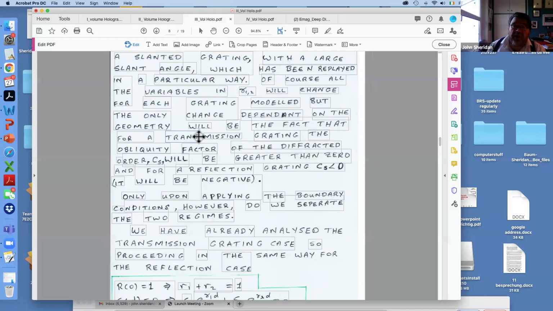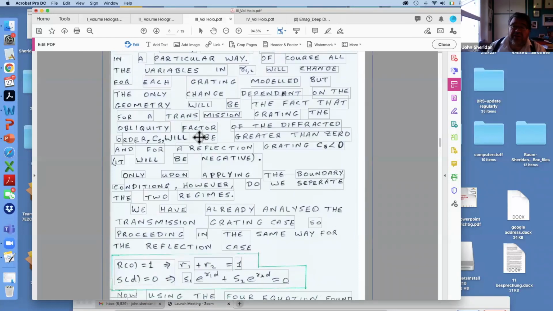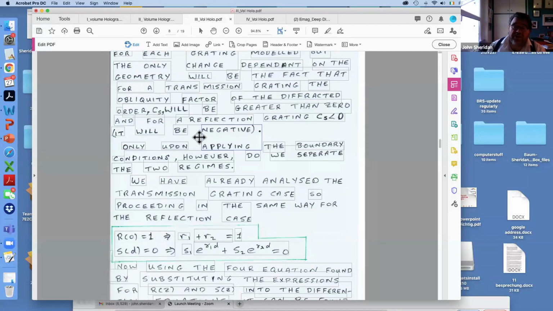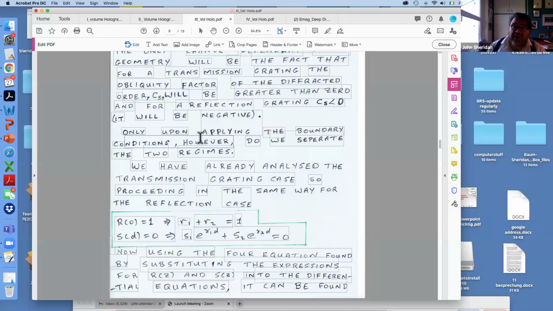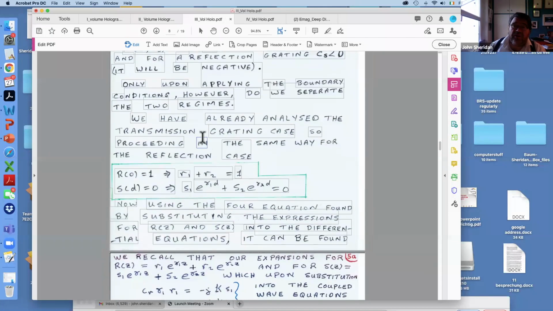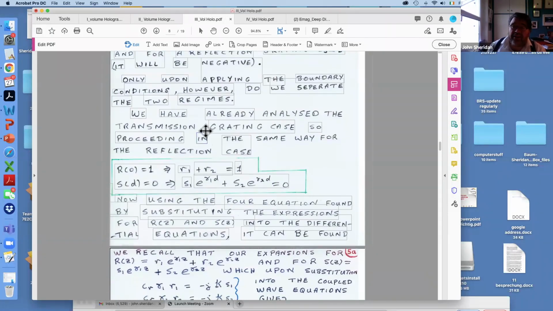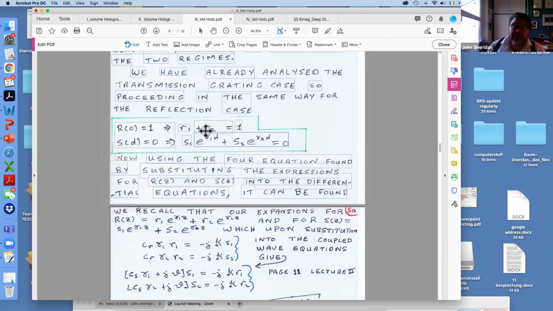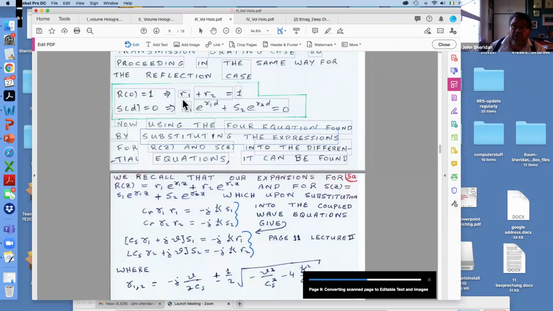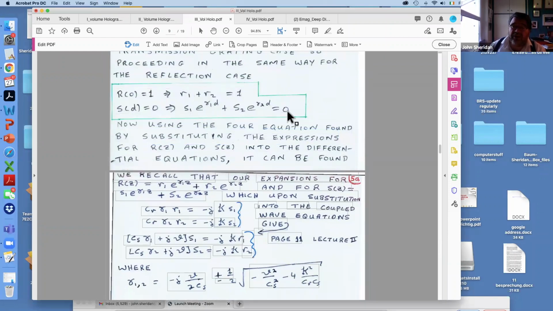But the only change dependent on the geometry will be the fact that for a transmission grating, the obliquity factor of the refracted order, the CS, will be greater than 0. And for a reflection grating, the obliquity factor CS is going to be less than 0. It's going to be negative. Only upon applying the boundary conditions, however, do we separate the two regimes and allow us to calculate the diffraction efficiencies. We've already analyzed the transmission case, so proceeding in the same way for the reflection case, we now write down our boundary conditions and we write down the resulting formula. This here is for R0 equal to 1, which implies R1 plus R2 is equal to 1. And S of D is equal to 0 implies that this term here is equal to 0.